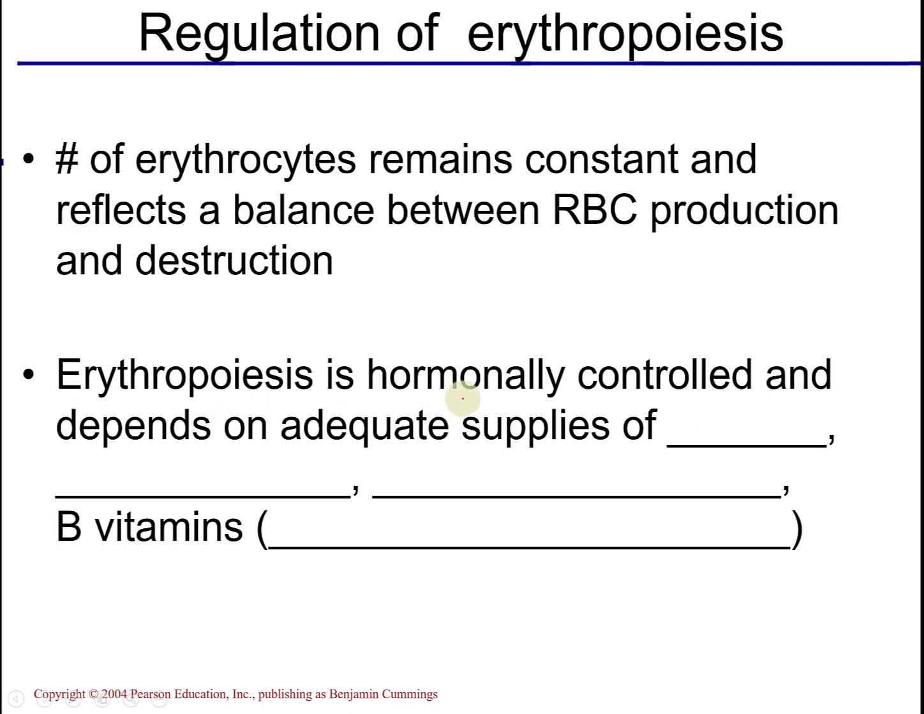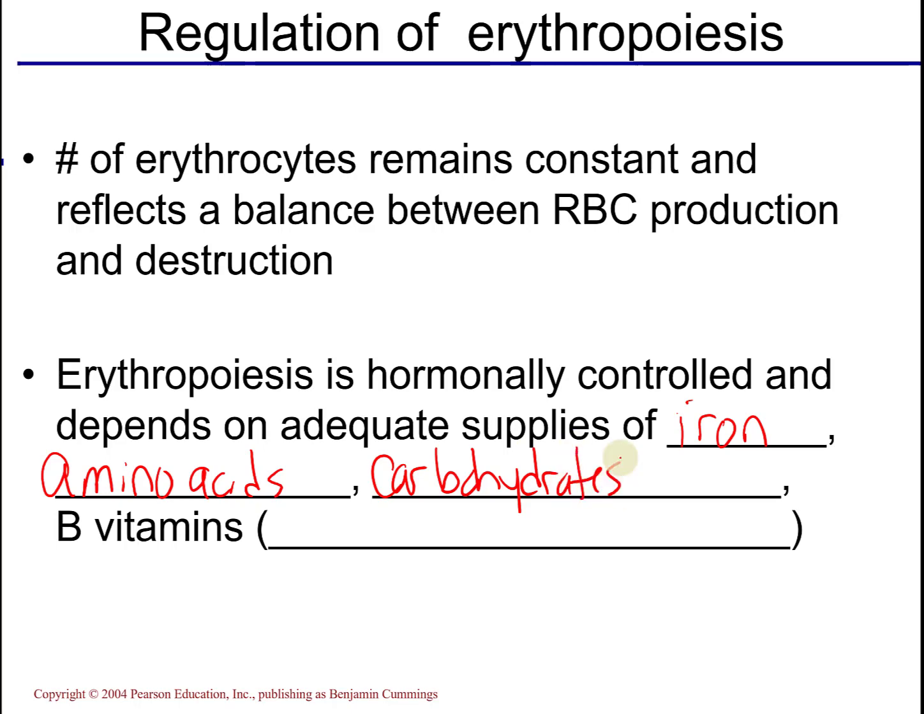Erythropoiesis is mainly controlled by hormones, and we're going to talk about that hormone in a minute, but it's also dependent on having the adequate supplies of the building blocks. So you need to make sure that you've got enough iron available, amino acids to make the polypeptide chains. You also need carbohydrates and the B vitamins such as B6, B12, and folic acid.